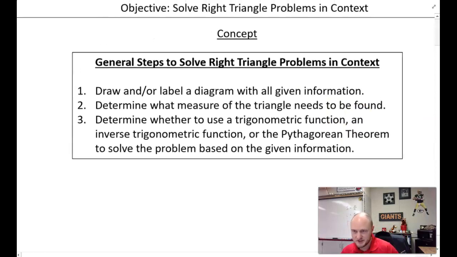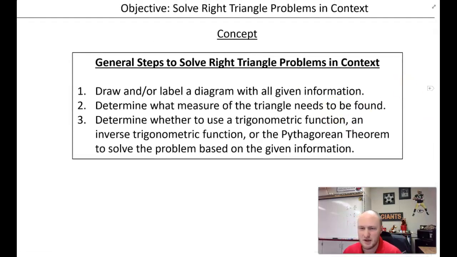Here are some general steps that we can apply to these problems. Step 1, draw and/or label a diagram with all given information. Pictures help so much, right? How many words are they worth? 1,000. That's the phrase. We can label them and plug in the information that's given, and that also helps us figure out what we're solving for. Step 2, determine what measure of the triangle needs to be found. So what are you actually solving for? That's important to know. And then step 3, solve.